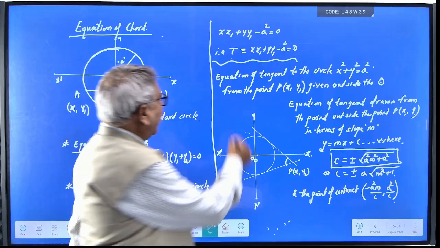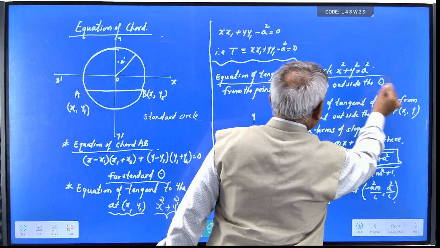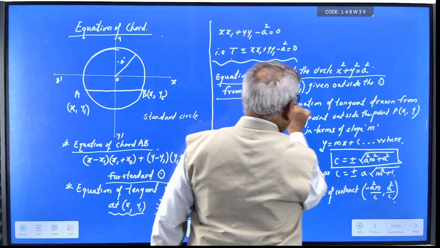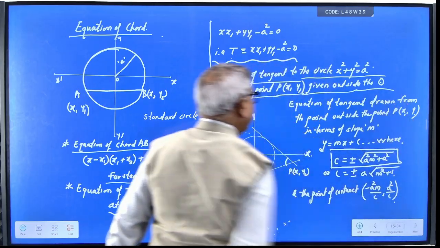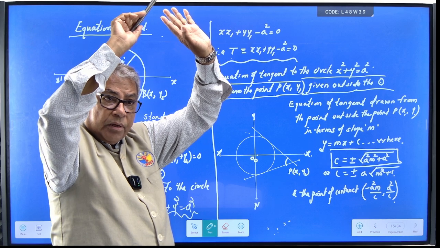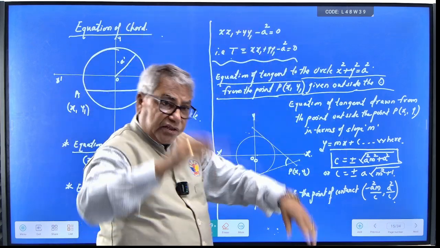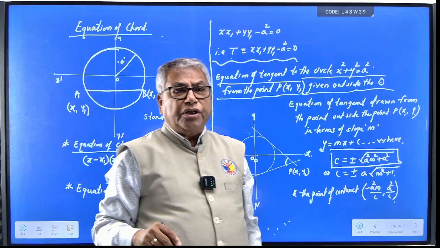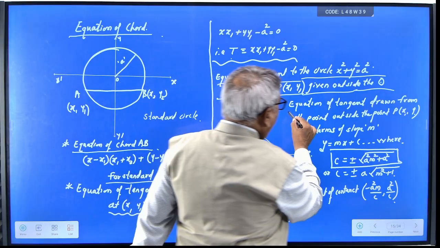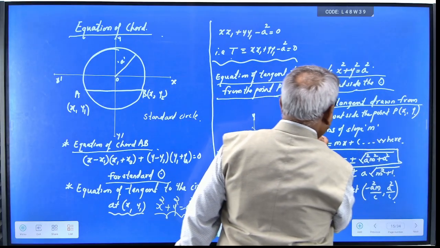Remember it like this. Similarly, the equation of the tangent to the circle x square plus y square is equal to a square from the point P(x1, y1) given outside the circle. The point is given outside the circle there. We shall see at the last how to determine the position of a point with respect to a circle. Okay, the equation of the tangent drawn from the point P.